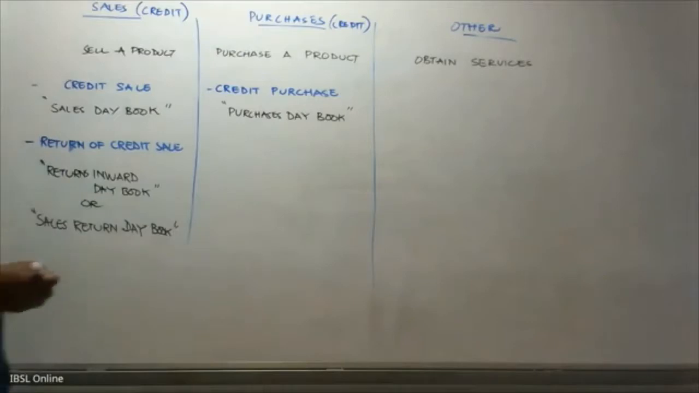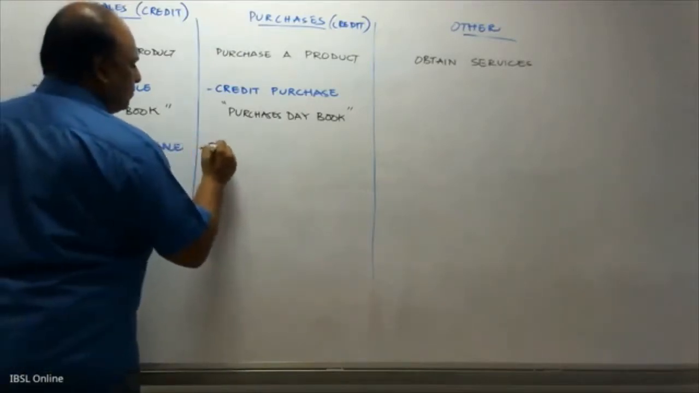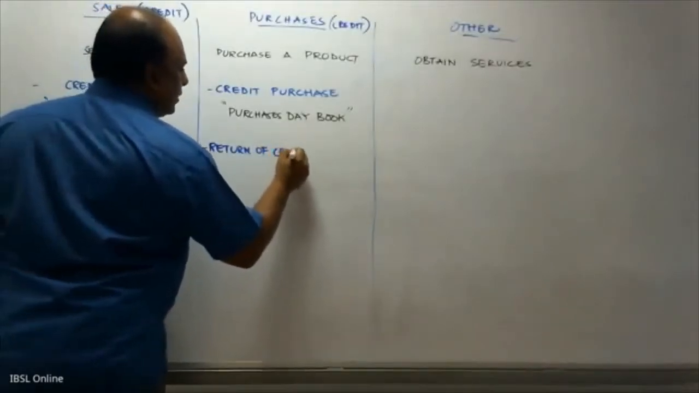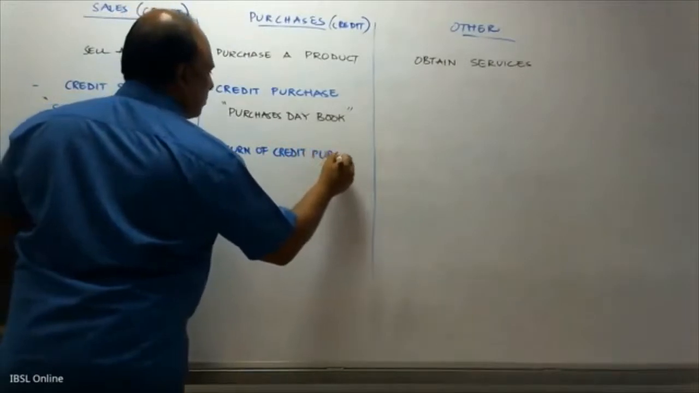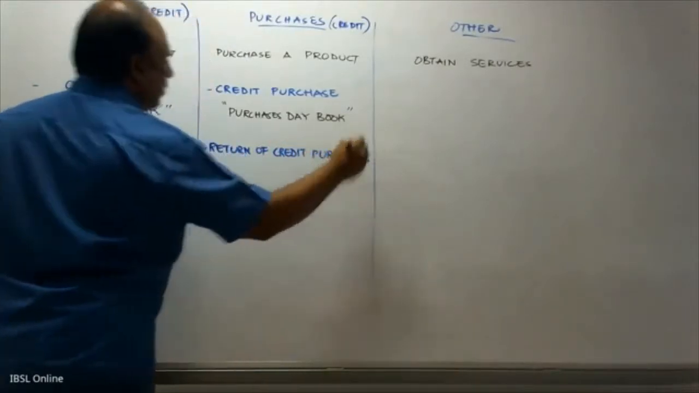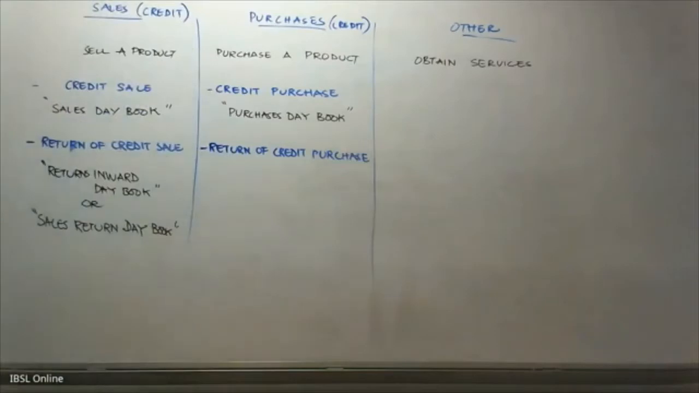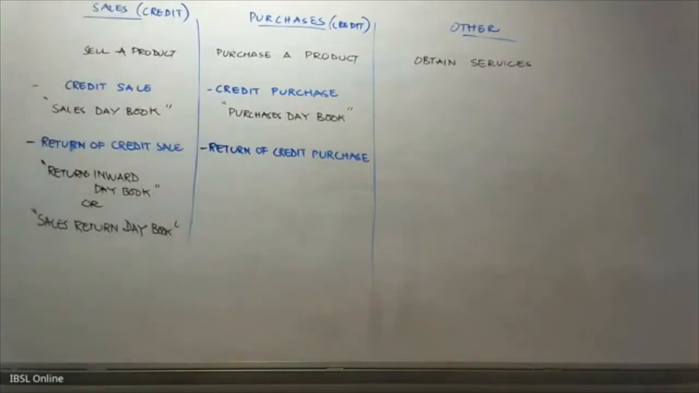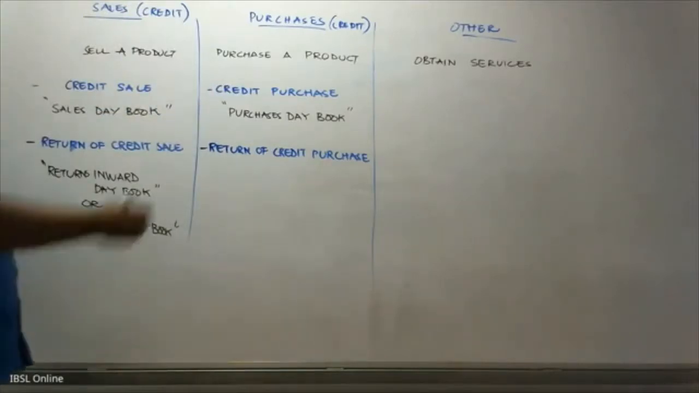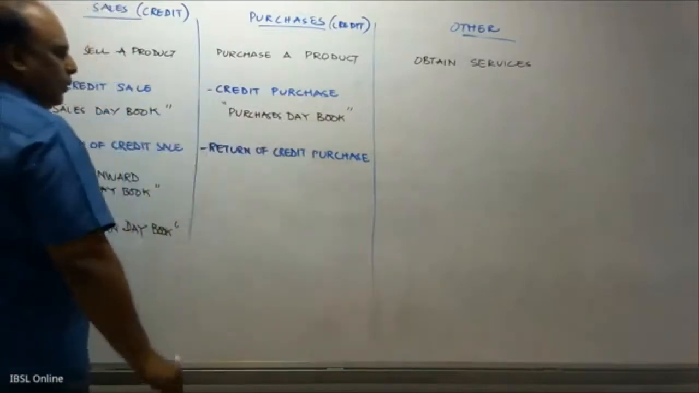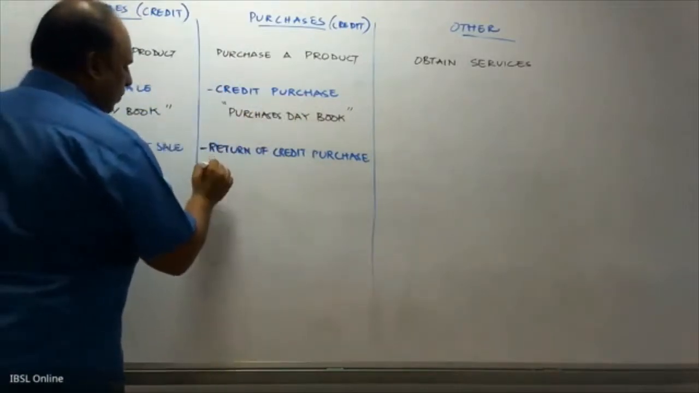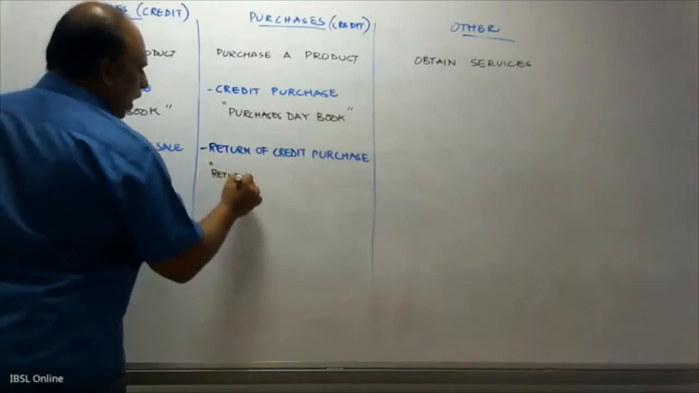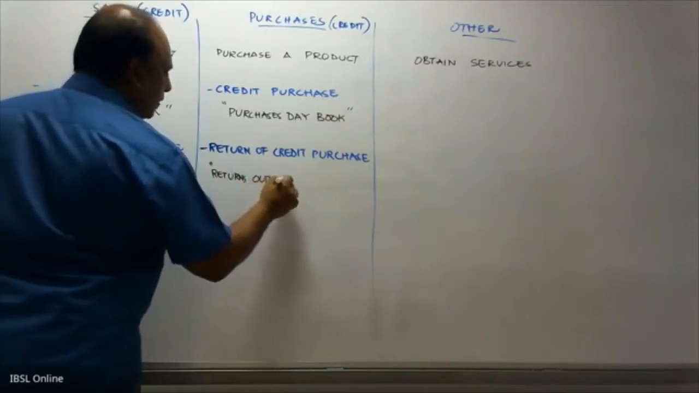So what is that? Return of a credit purchase. Like you entered the credit purchase in a purchases day book, when the return happens, you don't go and cancel it there. You need to enter it in a separate book called returns outward. We call it returns outward.